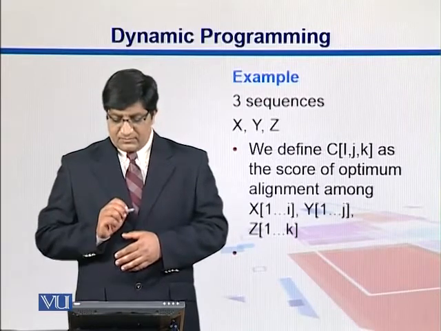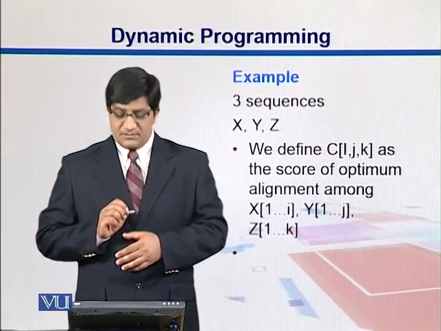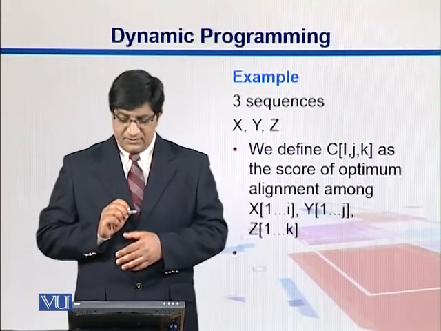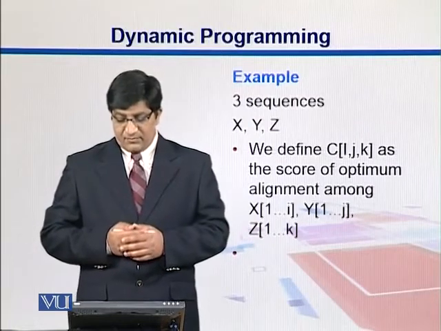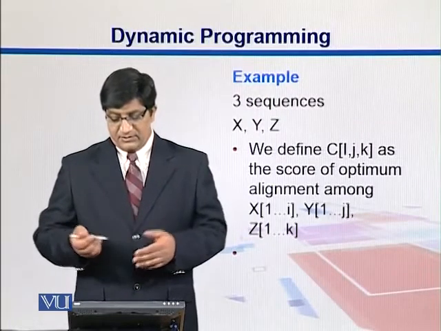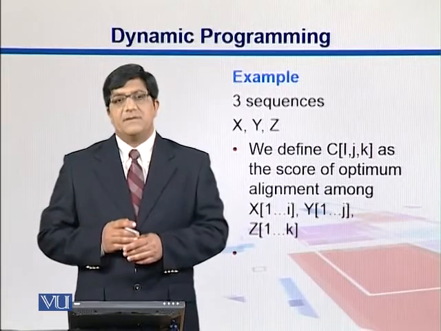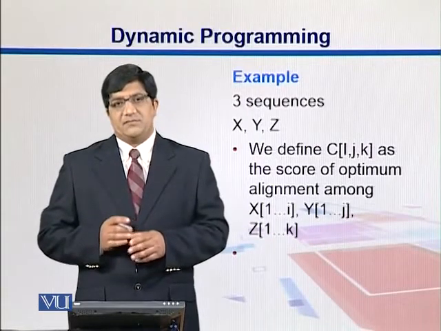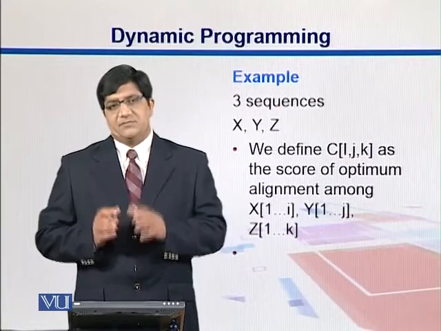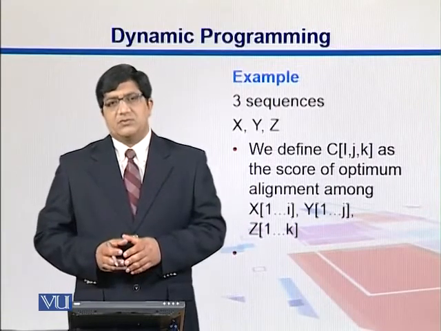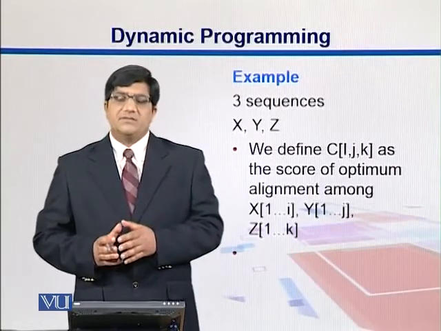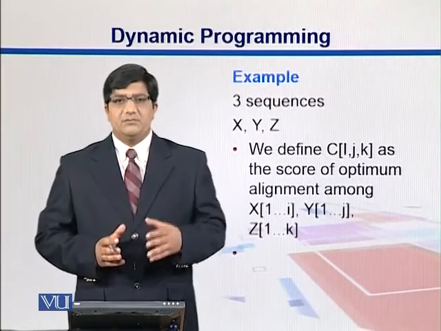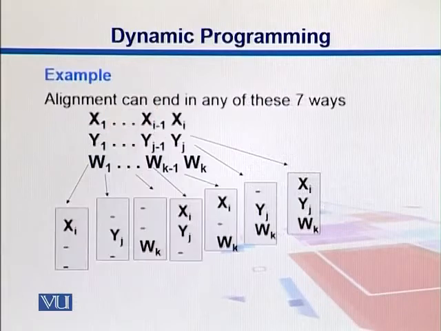So let's elaborate this with 3 sequences. We have sequences x, y and z, and we define C(i, j, k) as the score of the optimum alignment between all of these. So C keeps track of the score coming from each position. We call them columns. So for each column, what is the score and what are the possible ways to move or get up to that point? The alignments can end in any of these 7 ways.